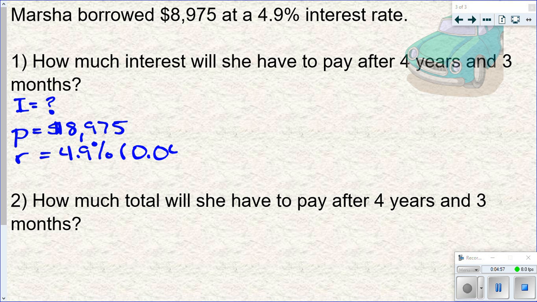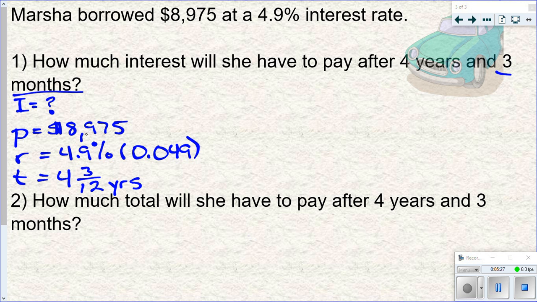0.049. And the time is how long she borrows the money for. And it says 4 years and 3 months. So remember, the time has to be in years. So how do we change 3 months into years? Well, there's 12 months in a year, so the time would be 4 and 3/12 years.